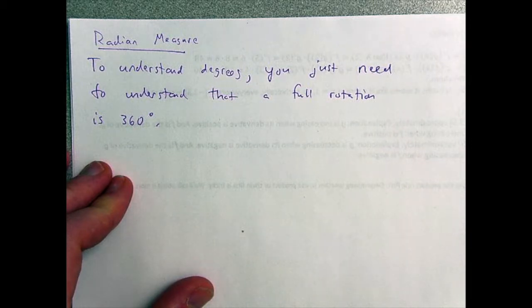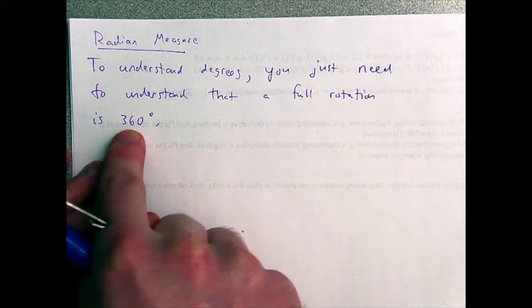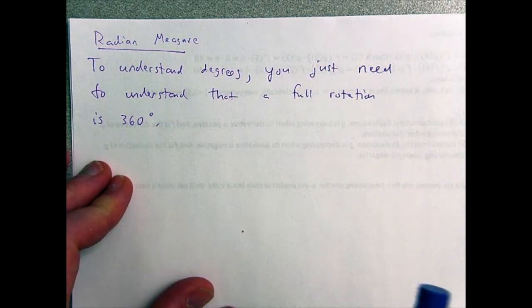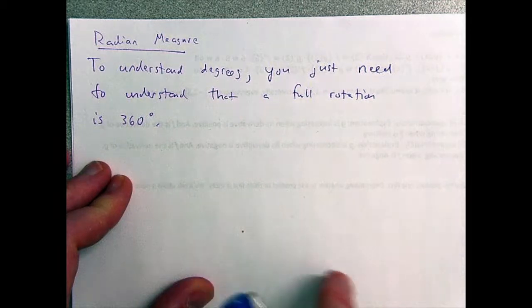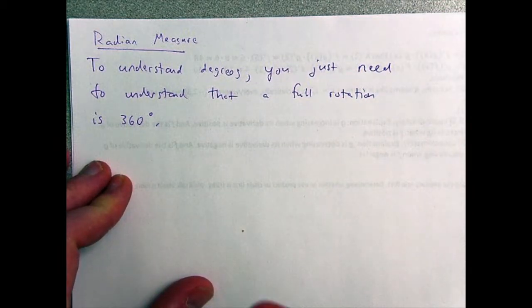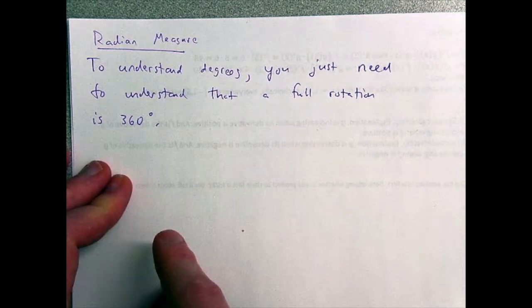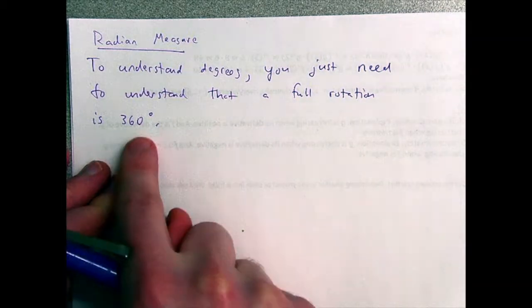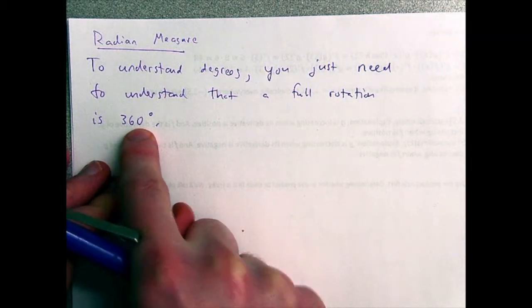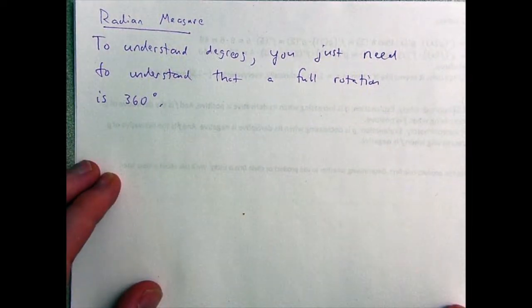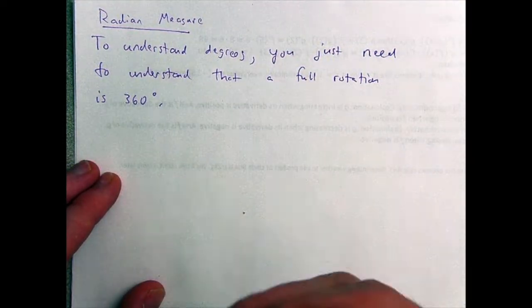Once you know that a full rotation is 360, then you can say, well, what's a half rotation? A half rotation would be half of 360, which is 180. What's a quarter rotation? A quarter rotation would just be a quarter of 360, which is 90. Everything you need to know about degrees can be derived from the fact that 360 degrees gives you a full rotation. Okay? Now, the reason I mention this is that it's this kind of idea that I'll use to explain radians.